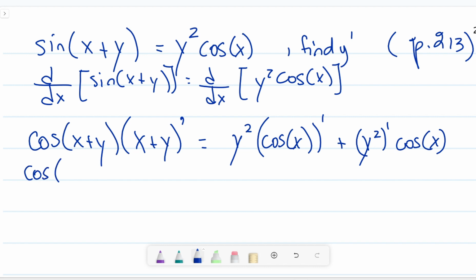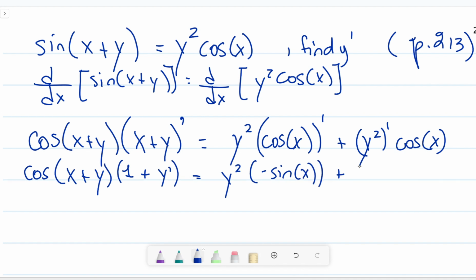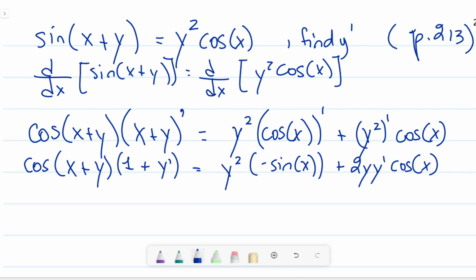Let's go back to the left side: cos of (x plus y) times the derivative of x plus y. Again, we take the derivative of x normally, so the derivative of x is 1. However, when it comes to the derivative of y, first we take it normally, so the derivative of y is 1, but we also multiply it by y prime. And this is equal to, on the right hand side, y squared times the derivative of cos of x, so negative sine of x, plus the derivative of y squared, so 2y, multiplied by y prime, times cos of x.